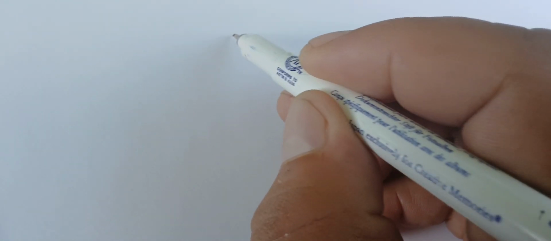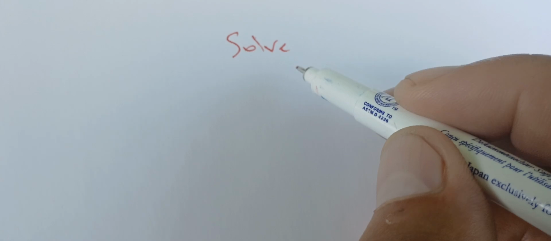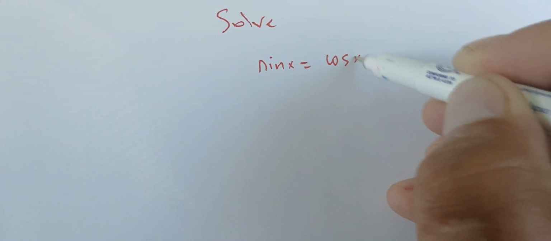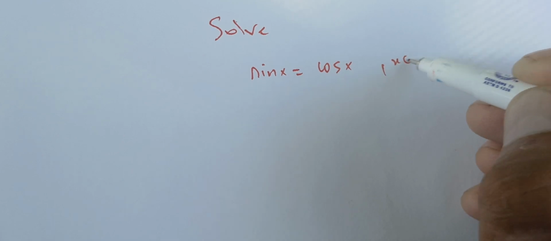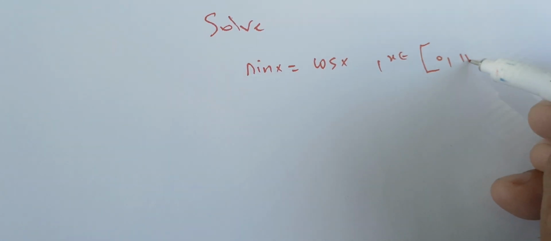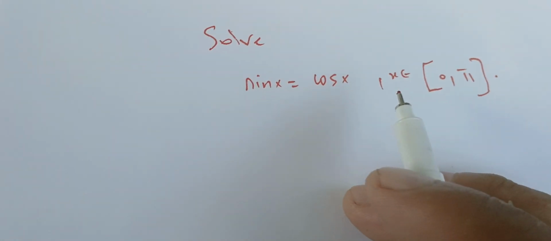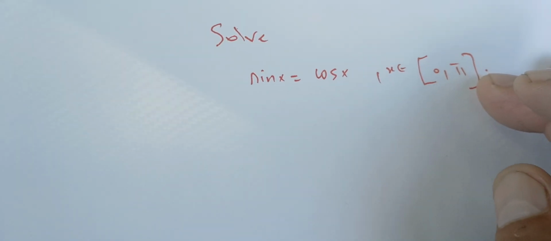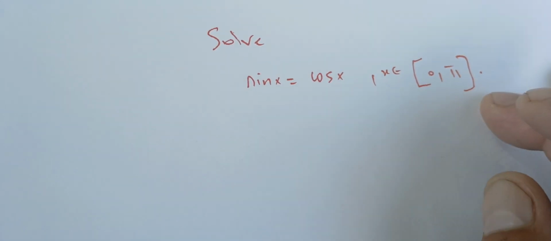In this video, we're going to try to solve the following equation. So we're going to solve sine x is equal to cosine x, but with this restriction, we need only the solutions on this interval 0 to pi. We will do this problem on 0 to pi, and after that, we're going to do it on minus pi to 0.